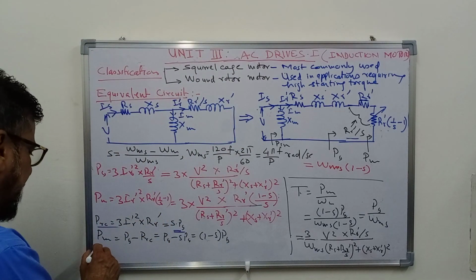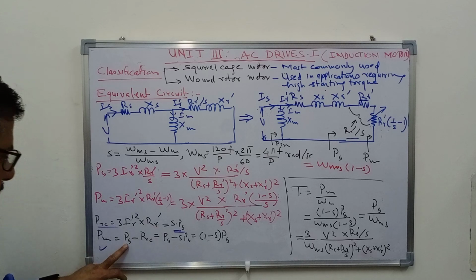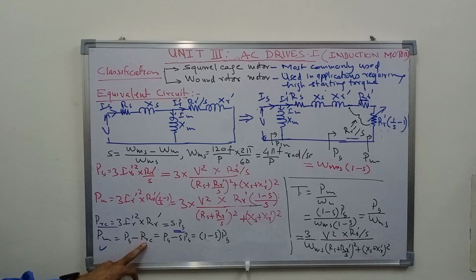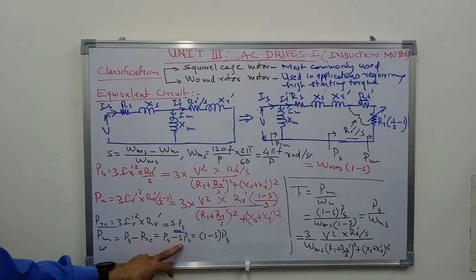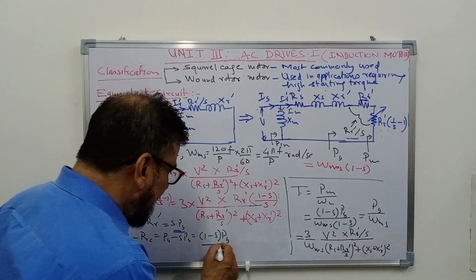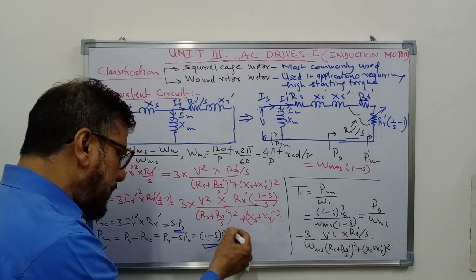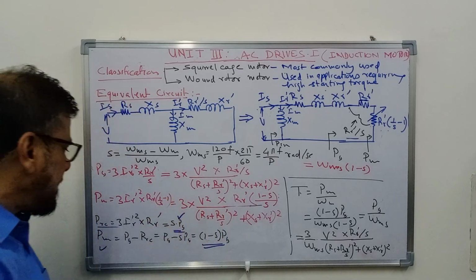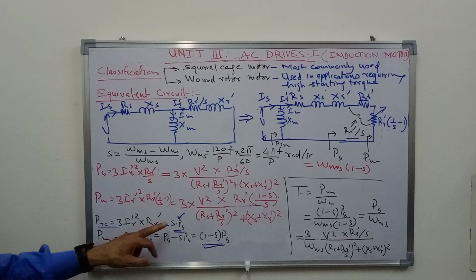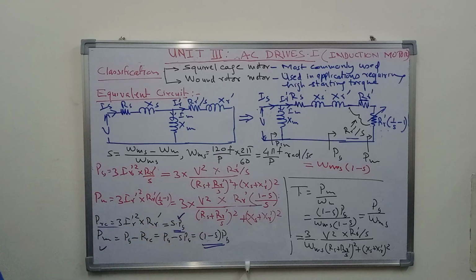Similarly, if you want to know the mechanical power, you can use this expression also: air gap power minus rotor copper loss. So Pg minus S Pg, you can write it as 1 minus S times Pg. So this means that if you know the air gap power, you can find out the rotor copper loss. You can find out the mechanical power by using these two expressions.